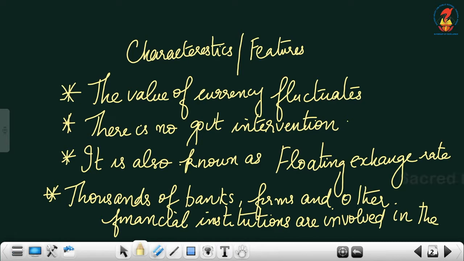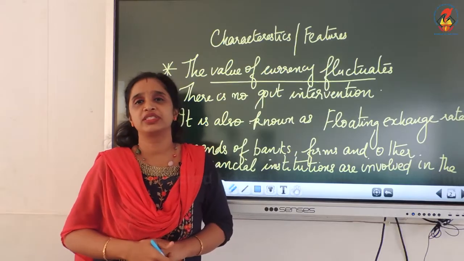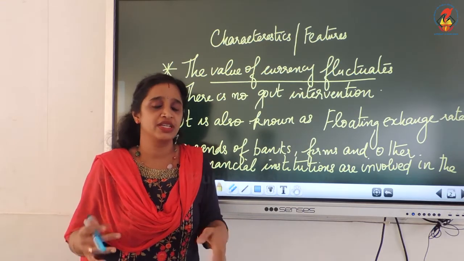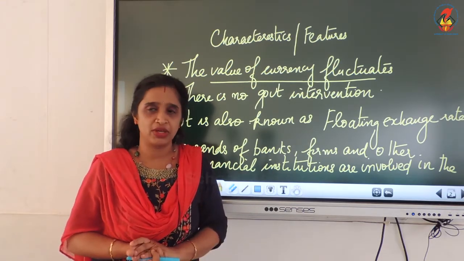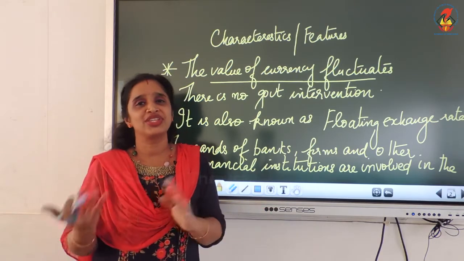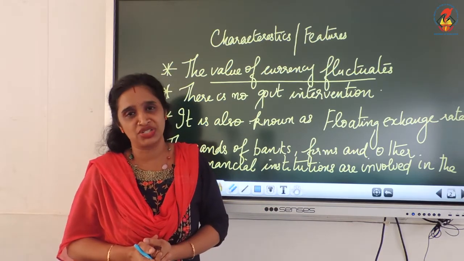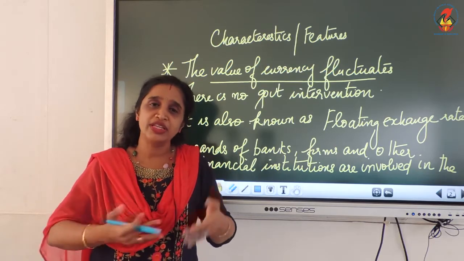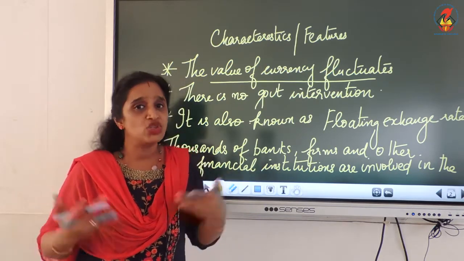Okay, so we will move on to the next one, the characteristics of flexible exchange rate system. Now the first characteristic of flexible exchange rate system is the value of the exchange rate or currency fluctuates. The exchange rate will always keep on fluctuating. It is not fixed by a government. It keeps on fluctuating because demand for foreign exchange and supply of foreign exchange is determining the exchange rate in the market. Therefore, it always keeps on changing, fluctuates.